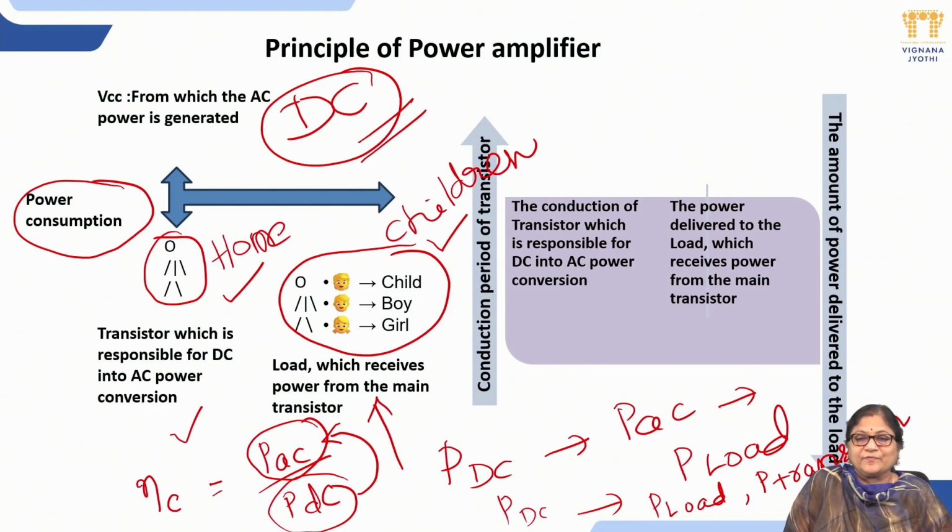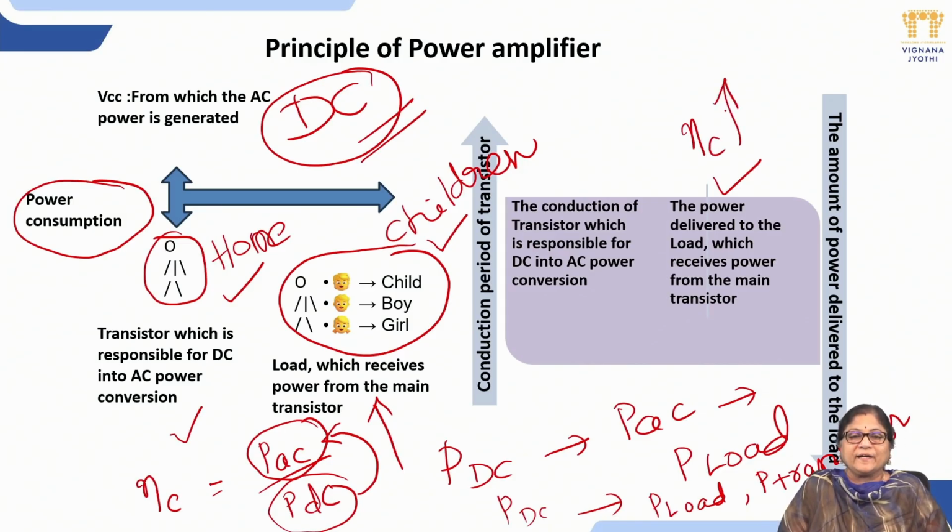If the conduction of the transistor, which is responsible for the consumption, is less, then the remaining or leftover power, which is more, is delivered to the load. That is, if the consumption is less and more power is delivered to the load, then the conversion efficiency is going to be increased. So this is the basic principle behind all the classes of power amplifiers.